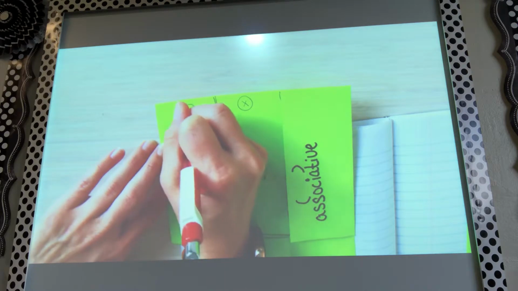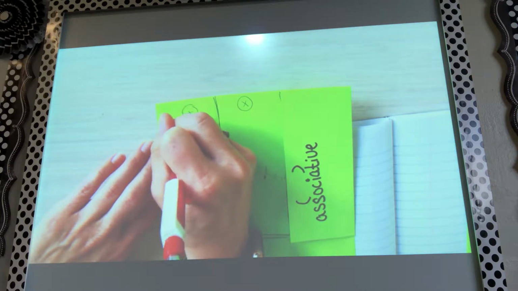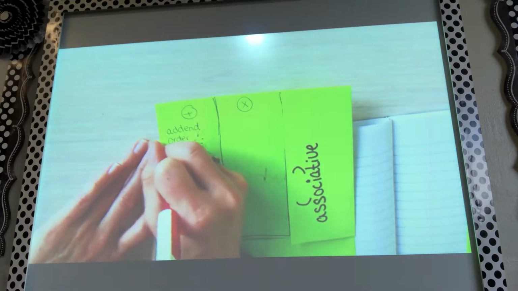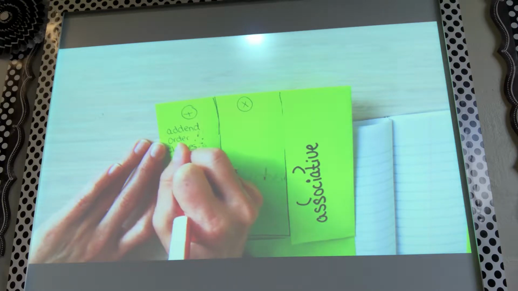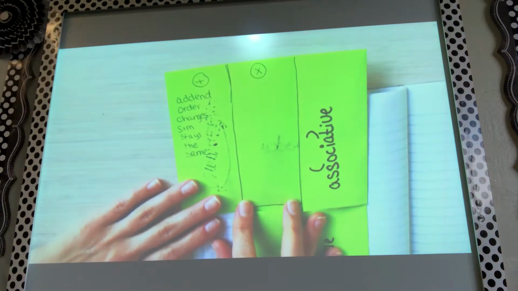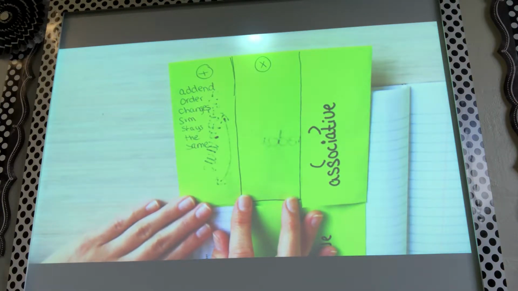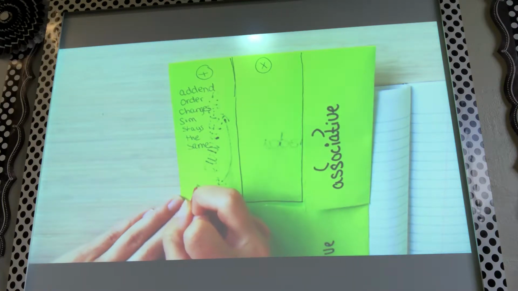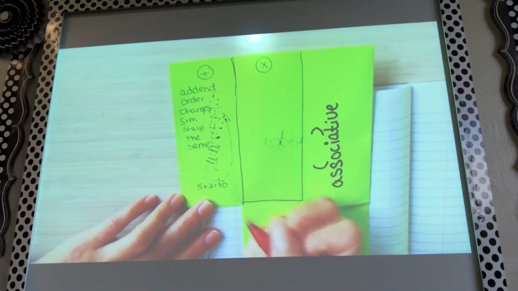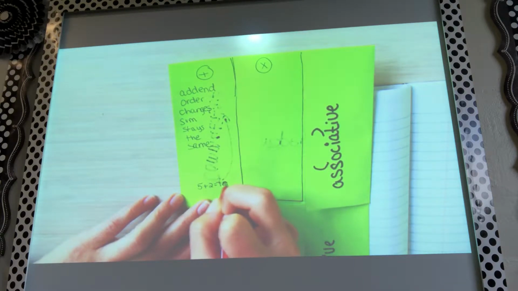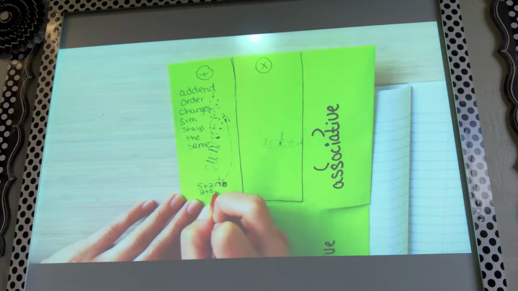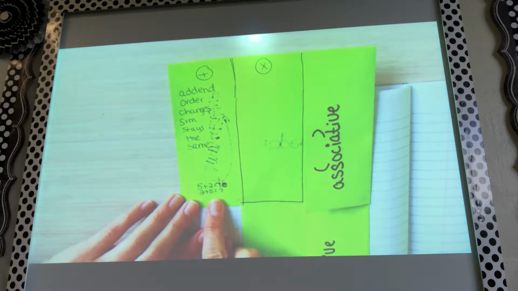Addend, A-D-D-E-N-D, addend, order changes, sum stays the same. So that's quite simple. If the addend order changes, the sum stays the same. For example, I can do 5 plus 2 equals 7. And I can also do 2 plus 5, and that will also equal 7. My sum stays the same.